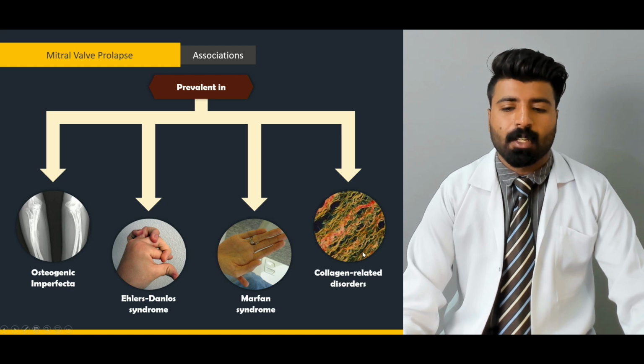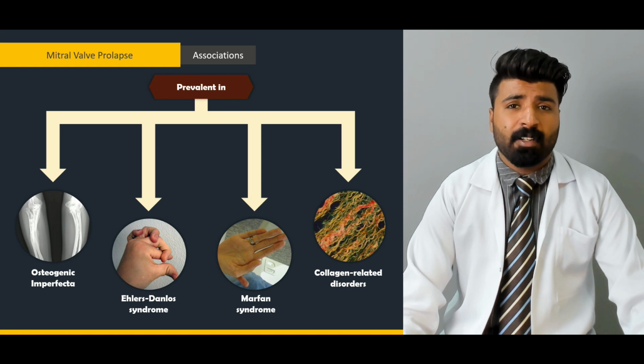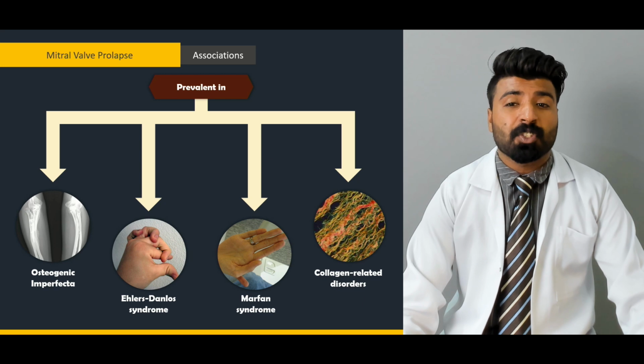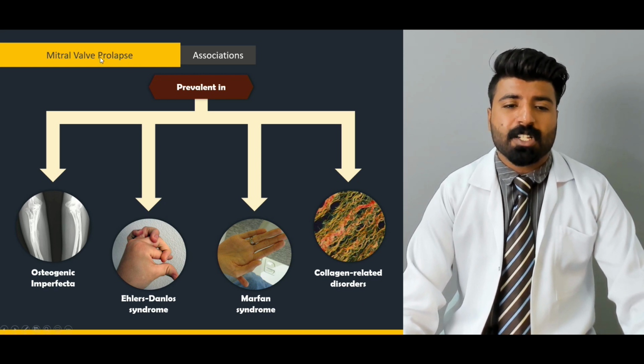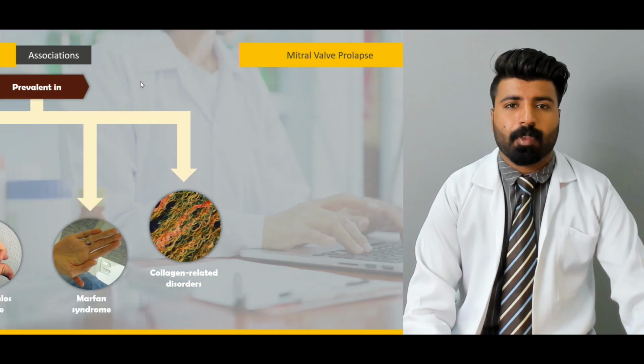Or basically, collagen disorder. Whenever there's a connective tissue disorder, inherited or through any pathology, whenever there's collagen-related disorders, what's going to happen? It's going to be associated with mitral valve prolapse.